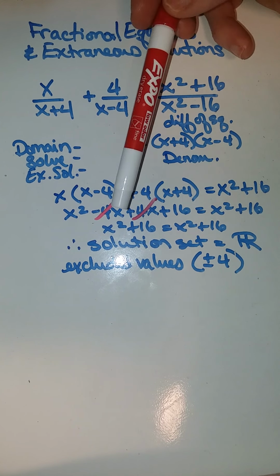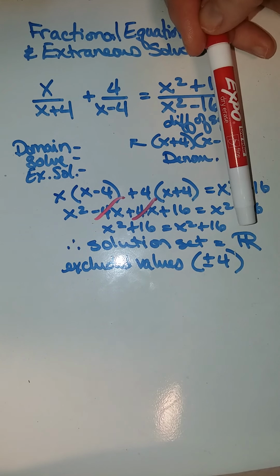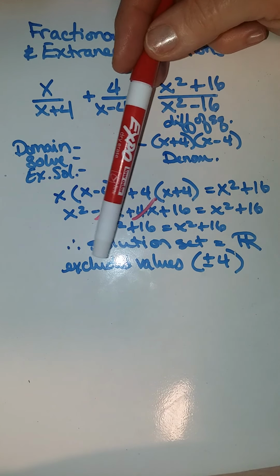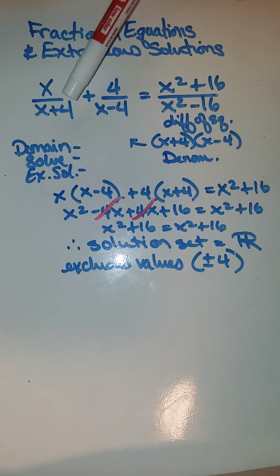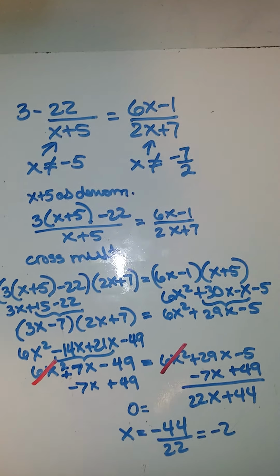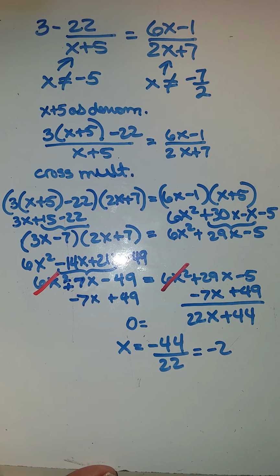Well, once we get that, we realize that the solution set is going to be the set of all real numbers. And so that makes life a little bit easier. And our excluded values here are still -4 and +4. So that one was kind of easy. We've got another one right here from your book as well. And this one's not quite as simple, but easy enough to solve if we do it bit by bit.